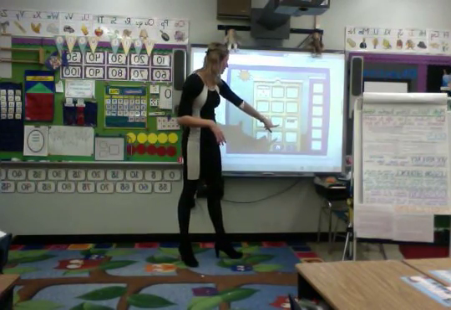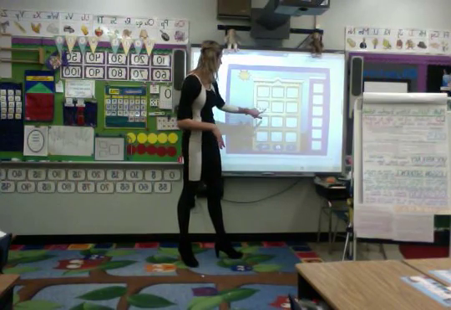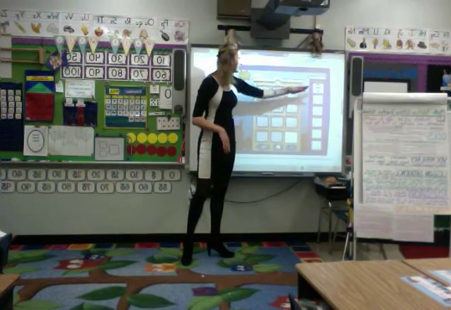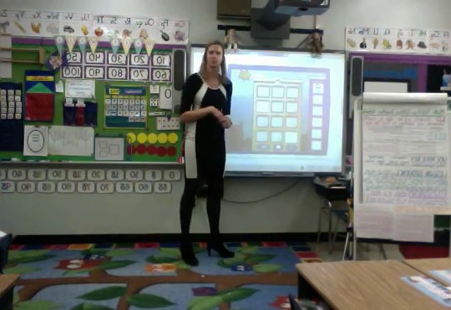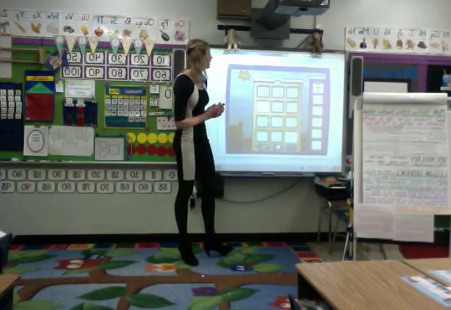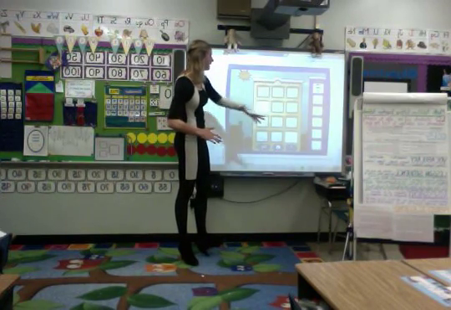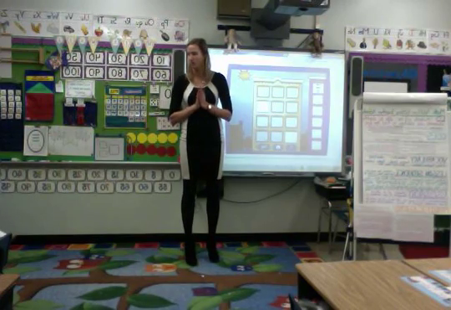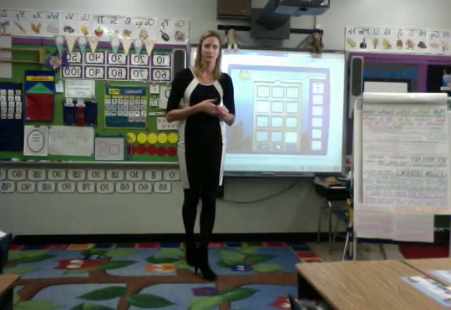So let's see. Nope, that one was 4. 6. So some might be numbers, some might be dots, some might be 10 frames. And then they would do that, and they can play again and again to help them better their matching ability for numbers and knowing the differences.